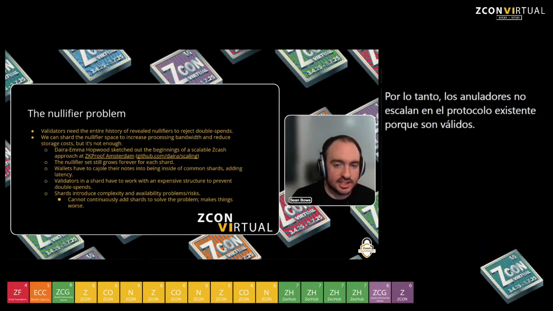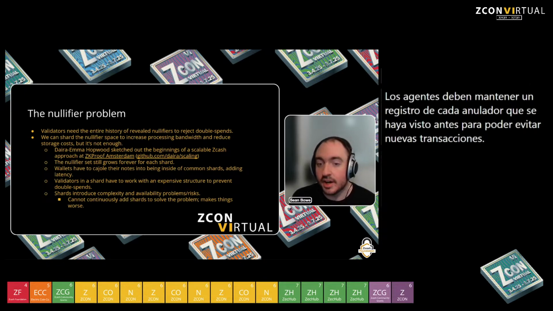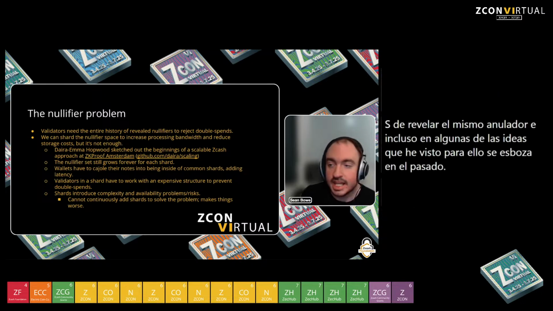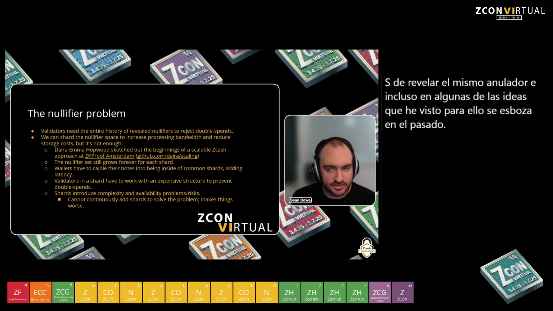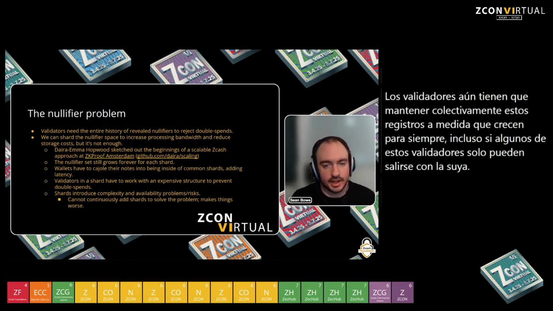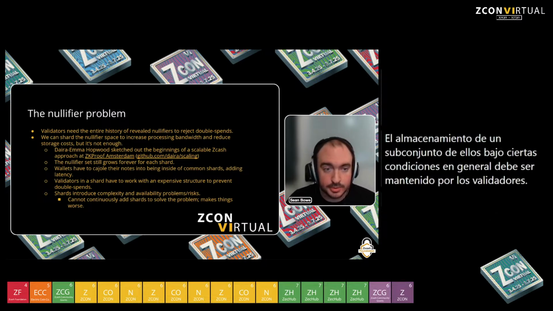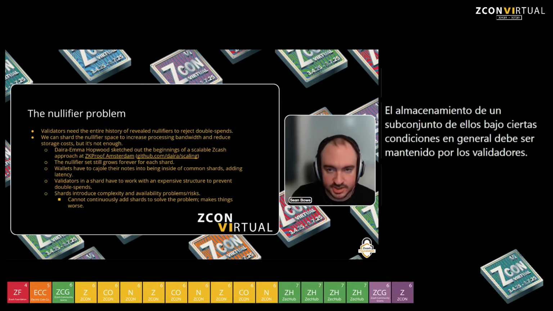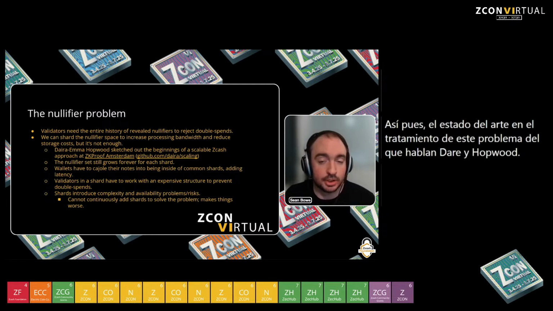And even in some of the ideas that I've seen for how to scale Zcash that have been sketched out in the past, validators still have to collectively keep these records as they grow forever, even if some of these validators can get away with only storing a subset of them under some conditions. In general, this set still needs to be maintained by the validators. So the state of the art in dealing with this problem, which Dara Hopwood talks about in their ZK Proof Amsterdam presentation about the subject, basically involves sharding the space of possible nullifiers.